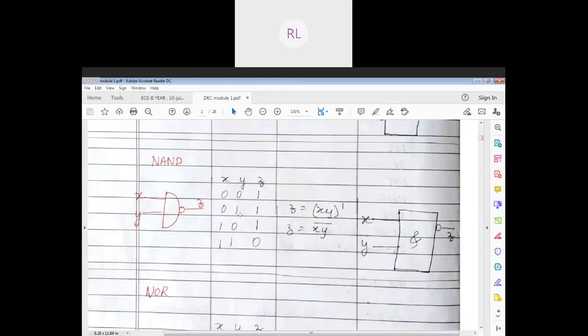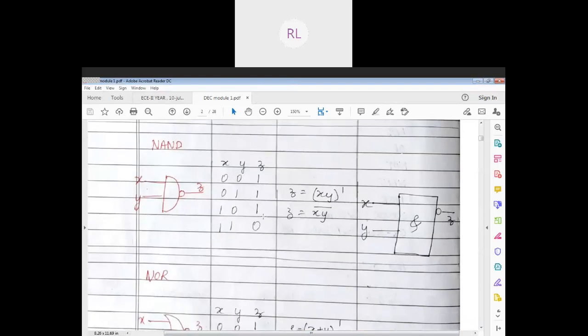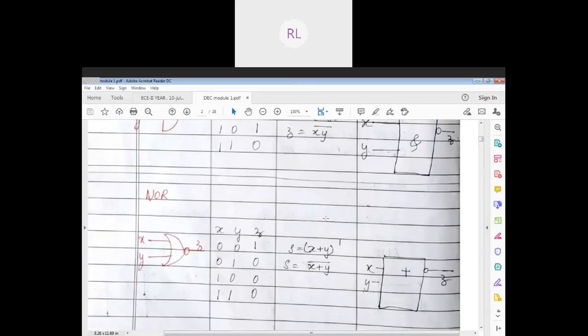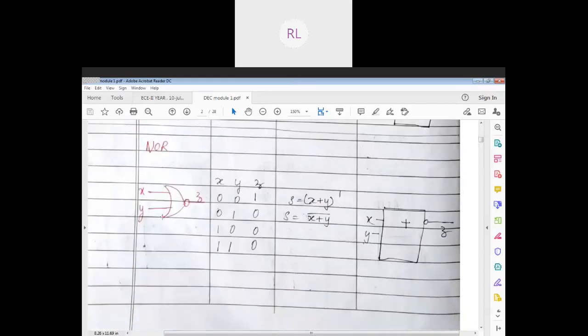Similarly, you take the second case here, 0 1. So when I multiply 0 1, I should be getting 0. At the end I negate it, so it becomes 1. So this is pretty much clear to all of you, I feel. x y multiplication, and I'm using the negation here. (x y) bar.